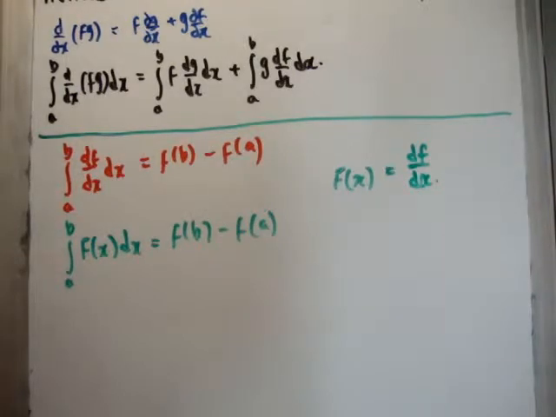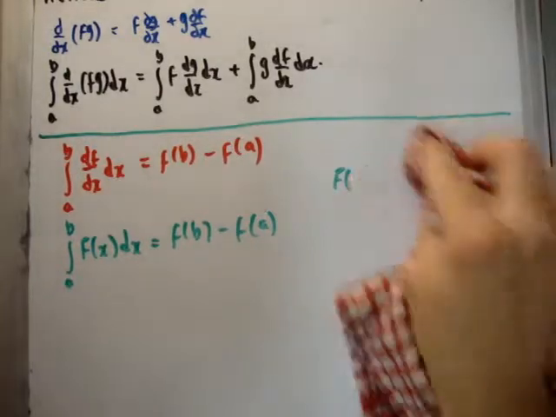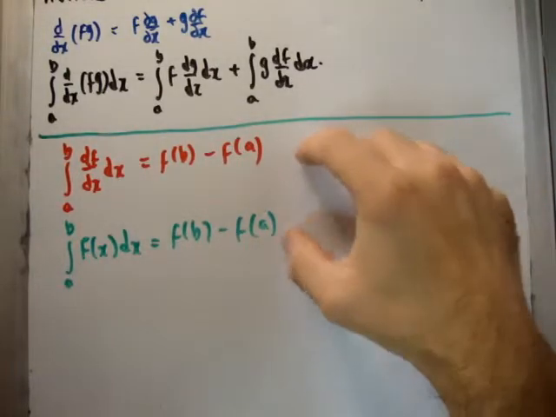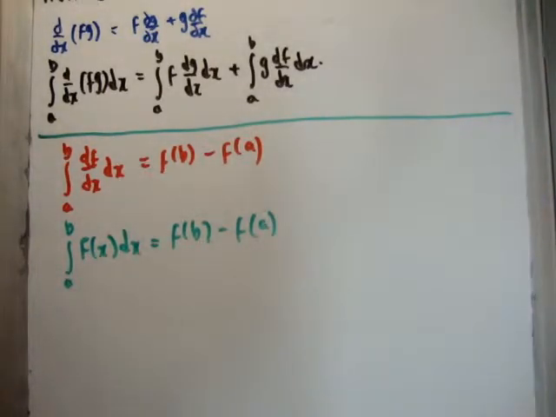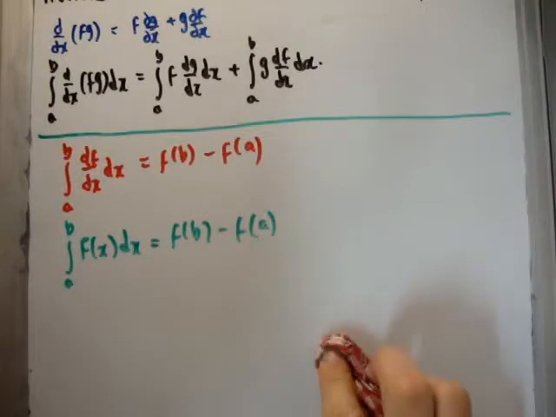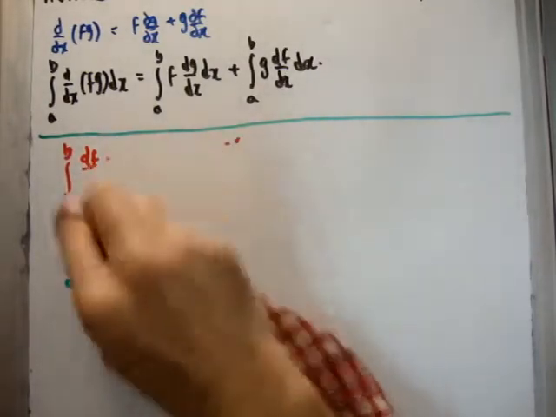So that's how you integrate a function. You think up another function whose derivative is the function you're trying to integrate. So there are two ways of writing it. The integral of a derivative over an interval is given by the value of the function at the endpoints, otherwise known as the boundaries. So that's the fundamental theorem of calculus.